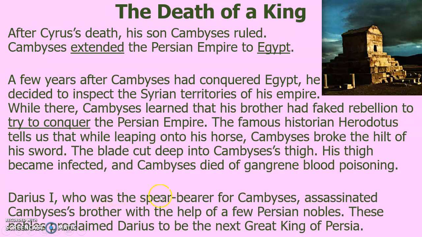Darius I, who was the spear bearer for Cambyses, assassinated Cambyses' brother with the help of a few other Persian nobles. These nobles proclaimed Darius to be the next great king of Persia.